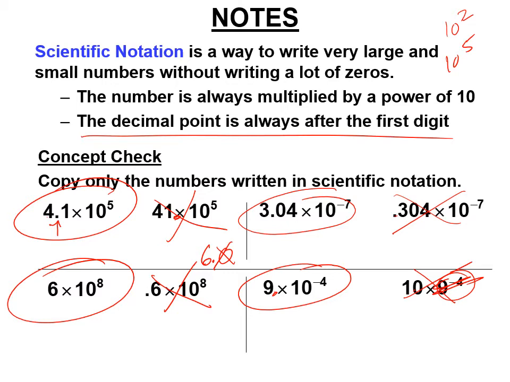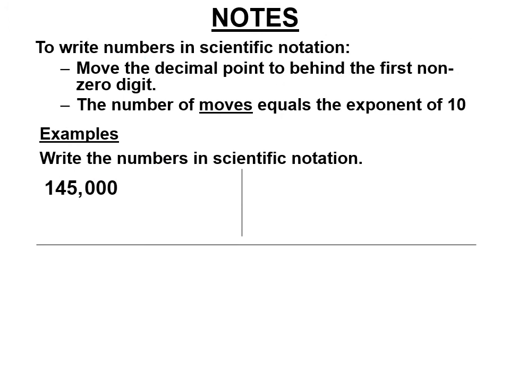So when they have a negative exponent, they're making fractions, small numbers. When they have a positive exponent, then you're making big numbers. All right, so we're going to turn that number, hopefully you know what that number is, it's 145,000, into scientific notation. So it's always blank times 10 to the blank.